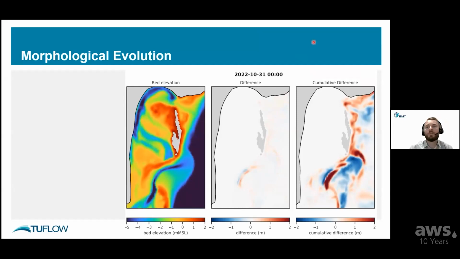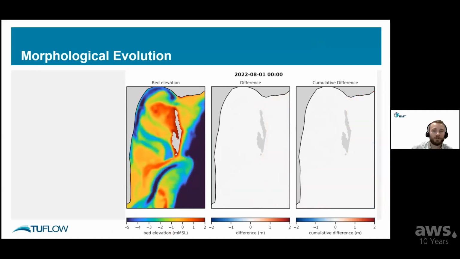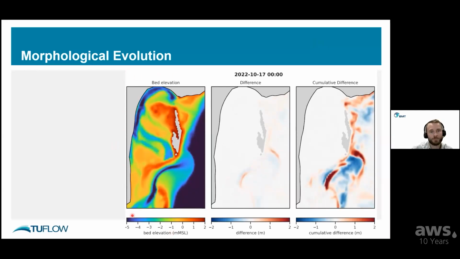So let's look a little bit more at those processes. This animation covers about a 6-month period, so a 6-month simulation, and the time step is every 7 days. On the left-hand side, we can see the absolute bed elevation of the model. In the middle, we can see the instantaneous difference in bed elevation from time step to time step. And on the far right, we see the cumulative difference.